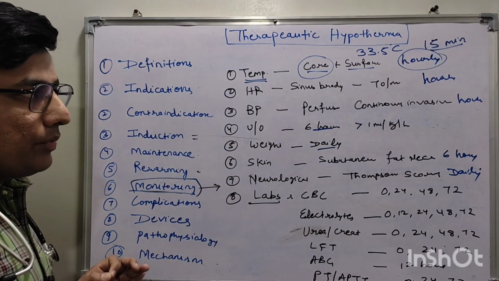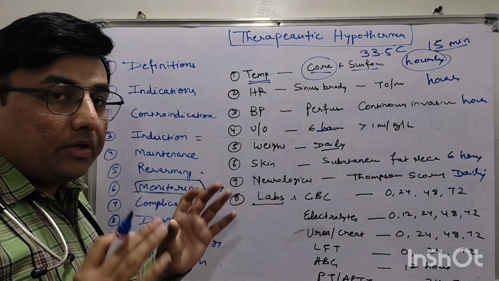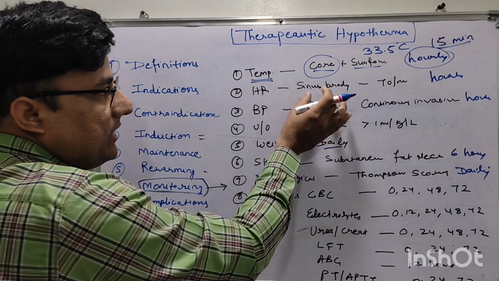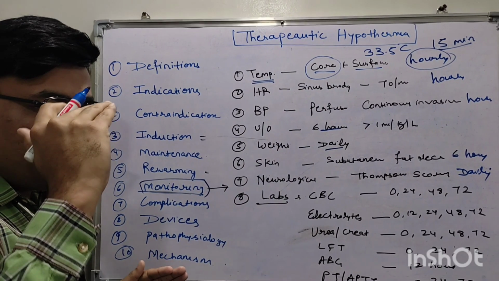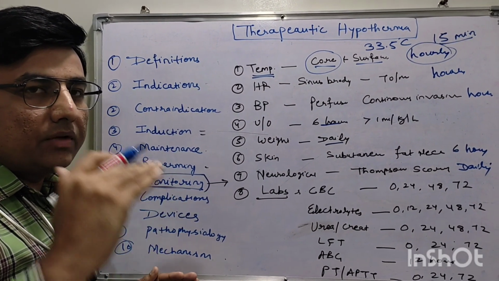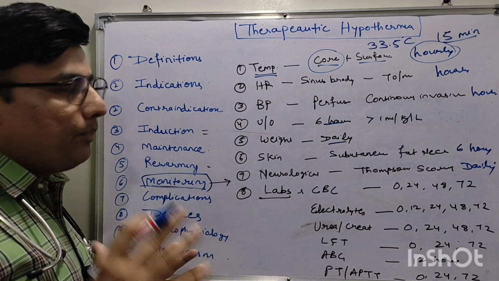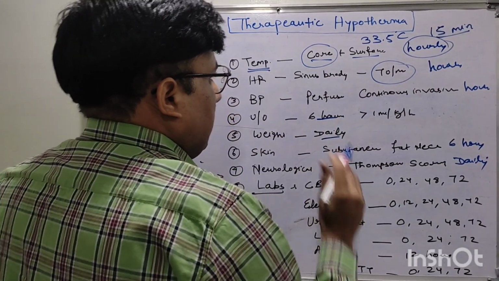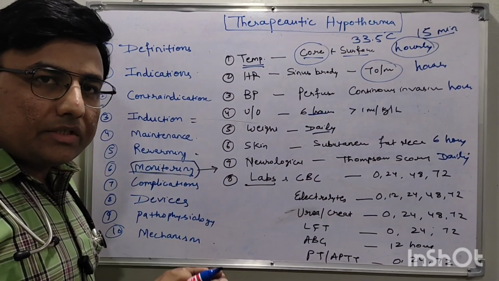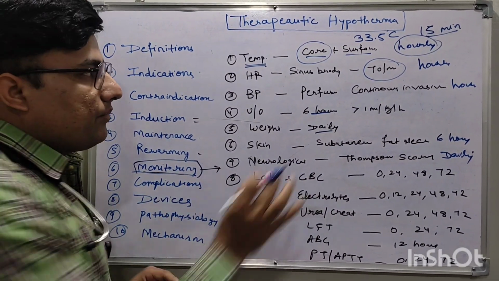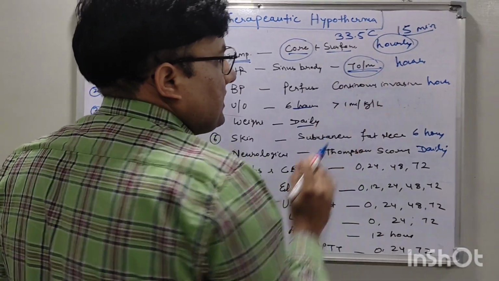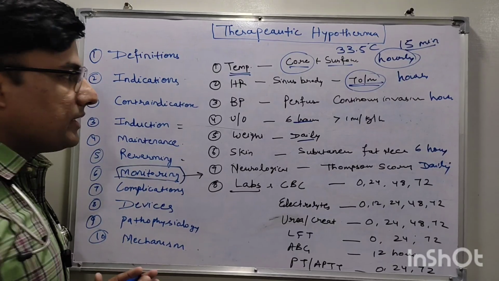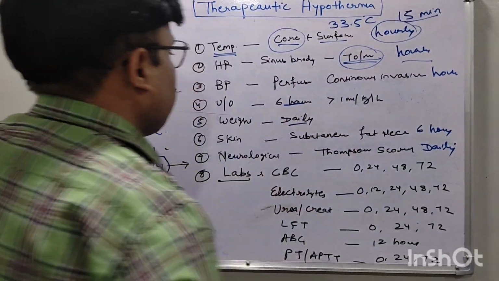Second is heart rate, which we should monitor, because hypothermia causes sinus bradycardia, and heart rate is decreased. Every 1 degree Celsius drop in temperature causes a 15 drop in heart rate. So we can accept up to 70 beats per minute if saturation is normal, BP is normal, and rhythm is sinus rhythm. So we can accept sinus bradycardia up to 70 beats per minute. So heart rate we should monitor hourly.